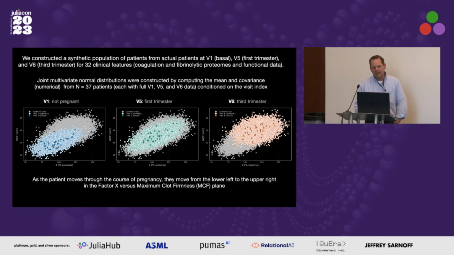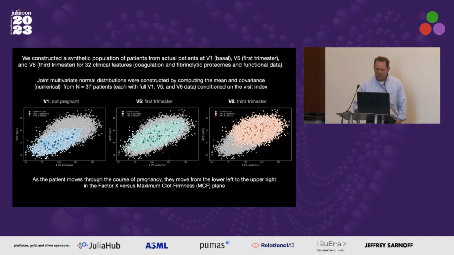Okay, so what we can see is if you just compare V1 to V6, as the patient moves through the course of pregnancy, they move from the lower left to the upper right. That's interesting because this is factor 10 levels, and factor 10 is a precursor to thrombin activation, on the horizontal axis, and on this axis is the maximum clot firmness, so how well they clot.